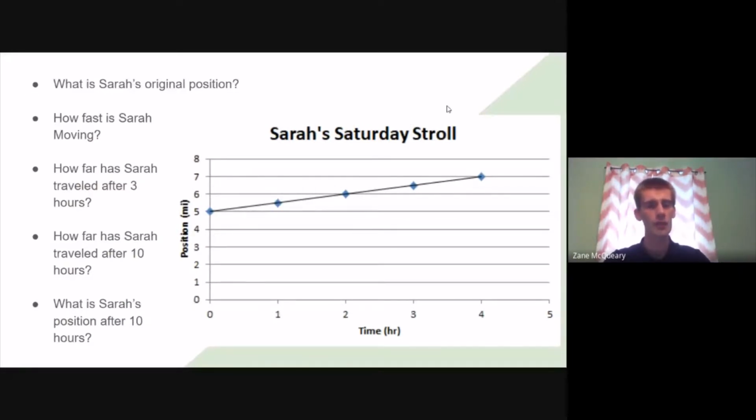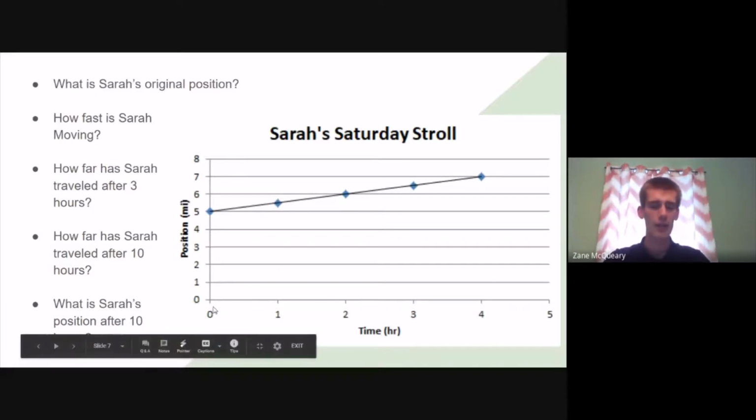So what is Sarah's original position? Original position means that she's starting out. And if she's starting out, time must equal 0. Time is equal to 0 tells us at that point she's at position 5 miles.